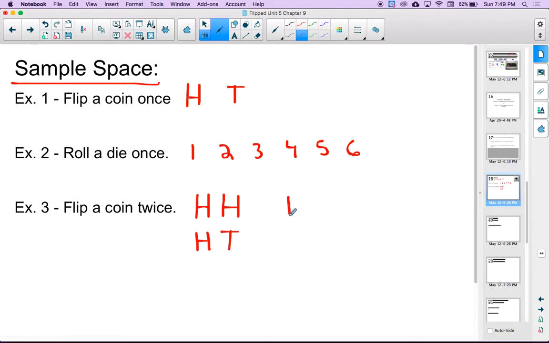I could get tails on the first flip. I could get heads on the second flip. And I could get tails on the first flip and tails on the second flip. So like I said, this is a little bit more of a complicated sample space. There's only 4 outcomes, but you have to make sure you don't list any twice. You have to make sure that you don't miss any. All right?